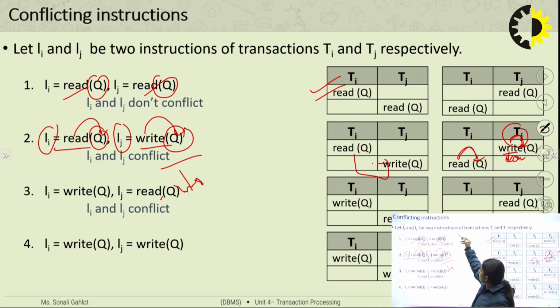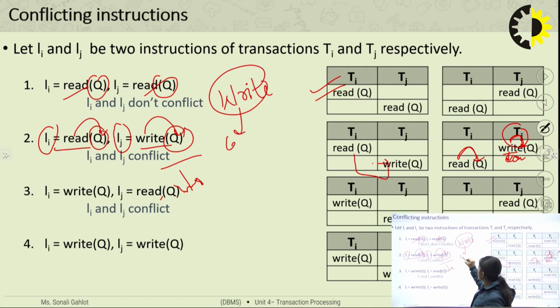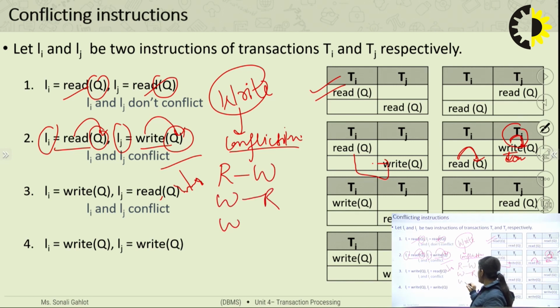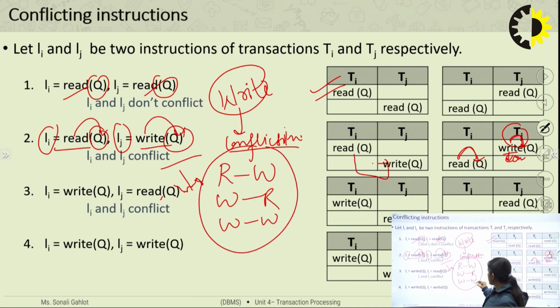In short, if at least one of the instructions contains a write operation, then this condition comes under conflict. Here there are only three conflicting pairs: read-write, write-read, and write-write. In these three conflicting pairs, at least one write is present, that's why there must be a chance of conflict.